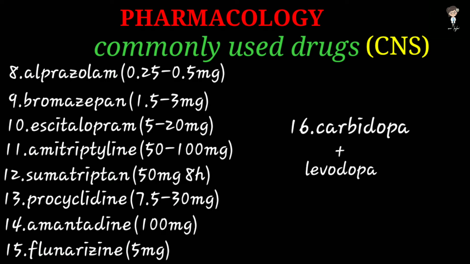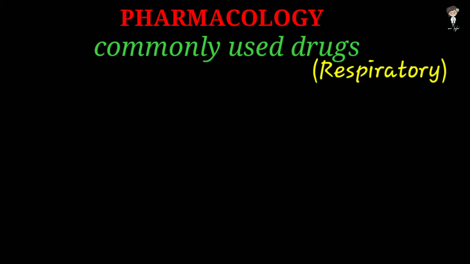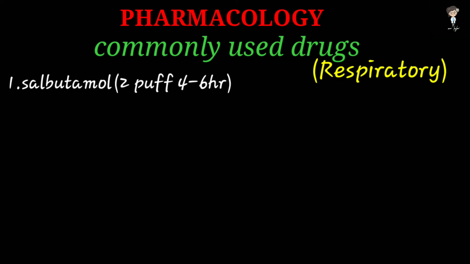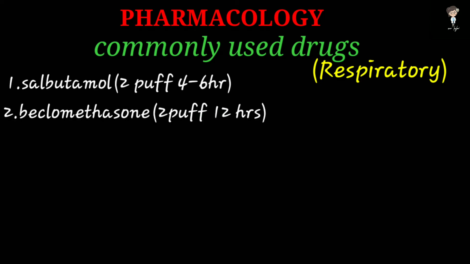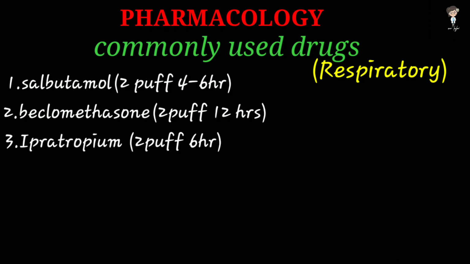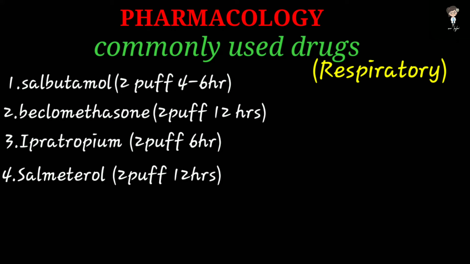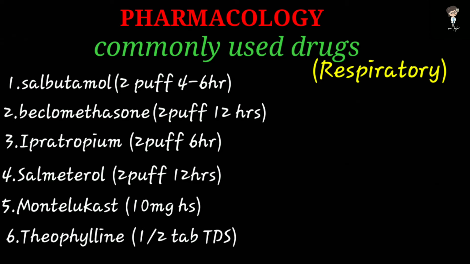Most of them are used in tablet form and their prescribed or usual dose is given in case you want to study for your extra knowledge. Now we talk about respiratory system, then we have 8 drugs and drug combinations. First of all we have salbutamol, which is used in combination with beclomethasone, which is strong inhaler. Beclomethasone can be used separately too like salbutamol. Next is ipratropium. Then we have salmeterol, which can combine with fluticasone. Next is montelukast and theophylline. So our respiratory drugs are salbutamol, salmeterol, beclomethasone, ipratropium, montelukast and theophylline. Their amount or dosage is also given for your extra knowledge.